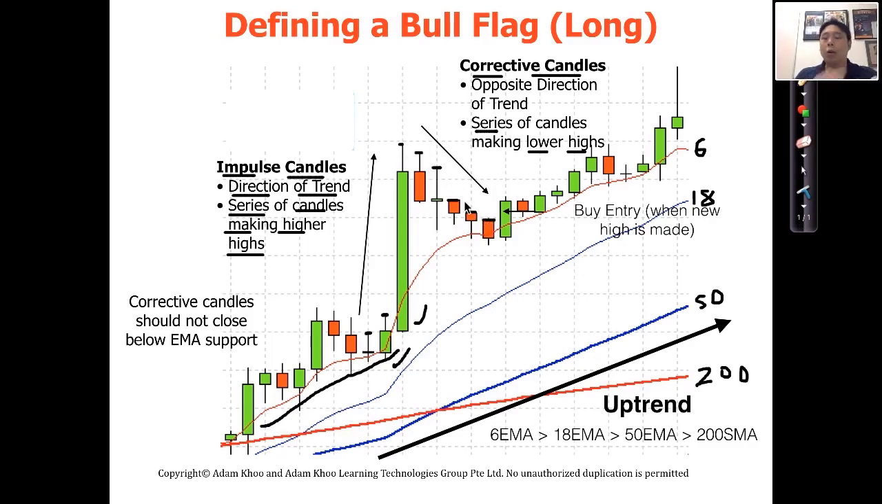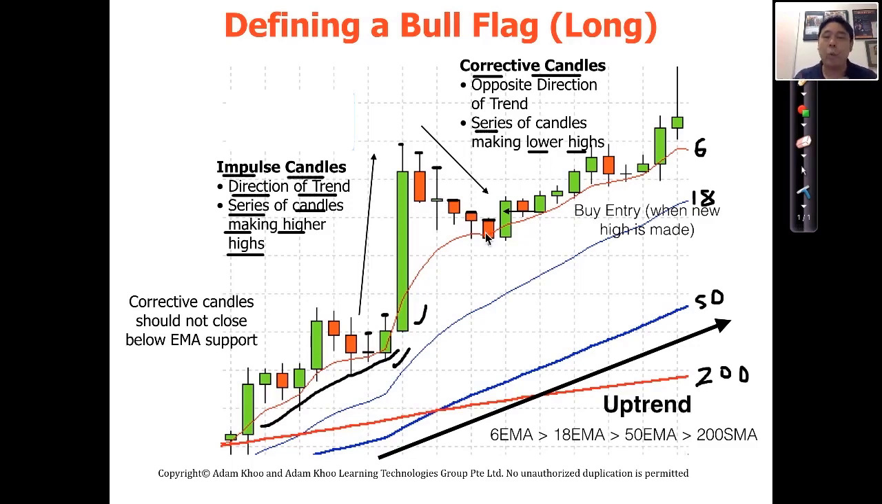Now again, your corrective candles are often red. They are bearish candles. But again, must they all be red? No. You could have some green candles inside. Like you can see, this is a green candle, right? So again, we're looking more for the pattern of lower highs than the color of the candle.